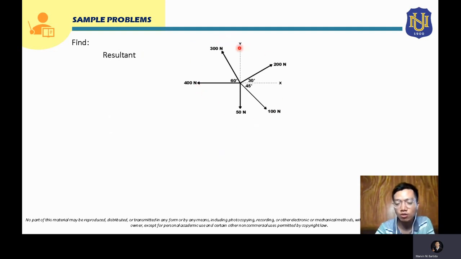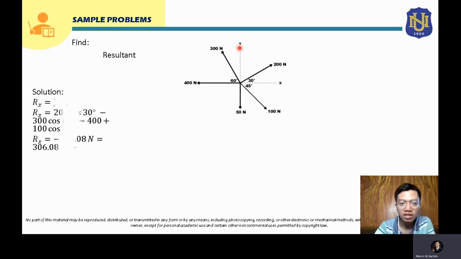So to solve for the magnitude of the resultant, the formula will be R is equal to the square root of Rx squared plus Ry squared, right? Wherein your Rx will be the horizontal component of your resultant, while your Ry will be the vertical component of your resultant. So we have to solve first for Rx and Ry. So for your solution, let's first solve for the Rx.